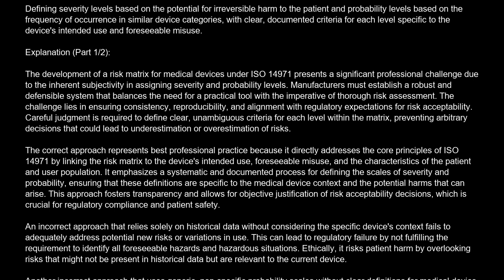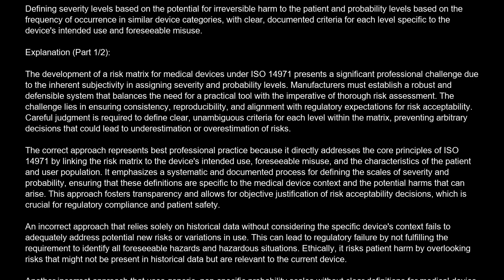The correct approach represents best professional practice because it directly addresses the core principles of ISO 14971 by linking the risk matrix to the device's intended use, foreseeable misuse, and the characteristics of the patient and user population. It emphasizes a systematic and documented process for defining the scales of severity and probability, ensuring that these definitions are specific to the medical device context and the potential harms that can arise.